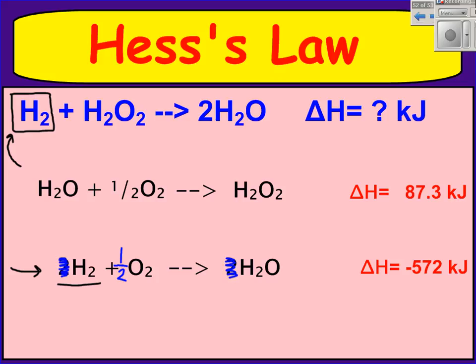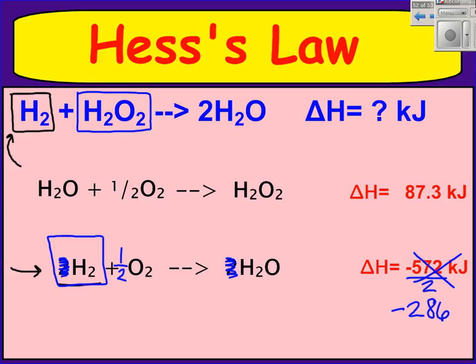Remember, if you did it to the reaction, it also has to be done to the enthalpy as well. So let's not forget to do that. Negative 572 divided by 2 gives me negative 286. By doing so, I now have the H2 on my reactant side. Let's move on to the next one, H2O2. I need one of them on the reactant side.